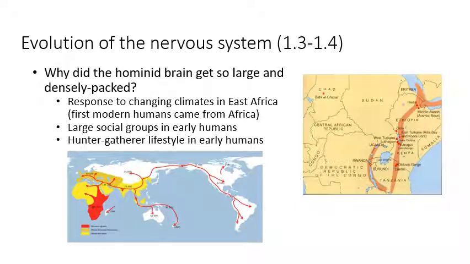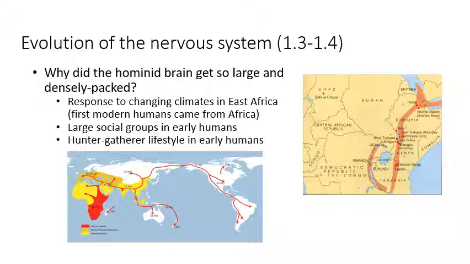So why did the humanoid brain get so large and densely packed? Obviously we don't know for sure, but there are a number of ideas. One could be a response to changing climates in East Africa. The out of Africa theory is that modern humans, Homo sapiens sapiens, and even some versions before this, Homo erectus and Neanderthals, were originally in East Africa, in this area around Ethiopia and Kenya. There's this big valley in that region where a lot of the oldest specimens of humans are found.